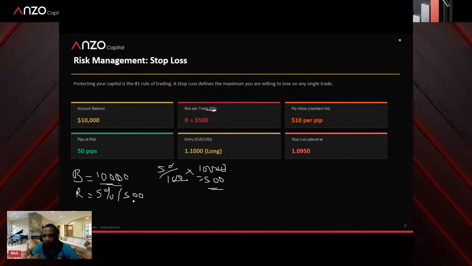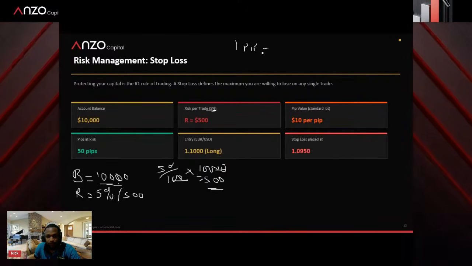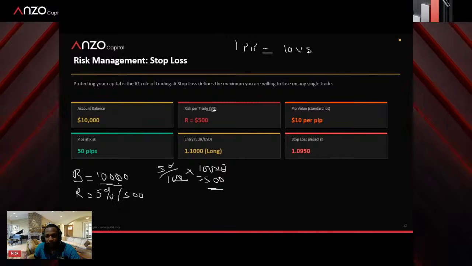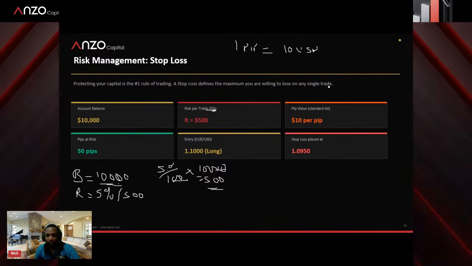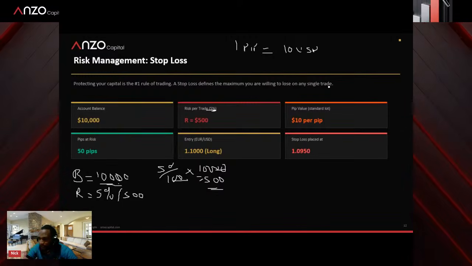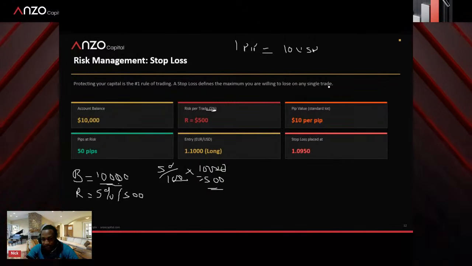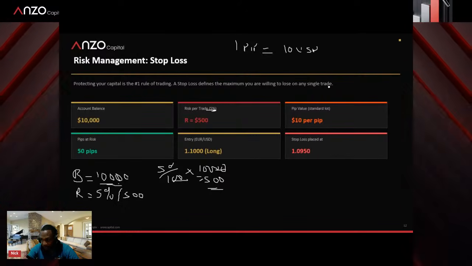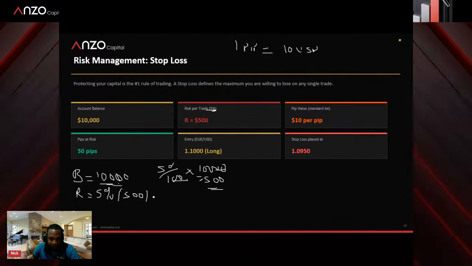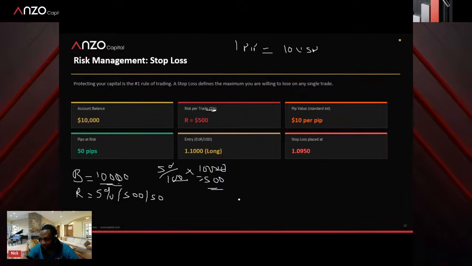What about in terms of pips? Remember, we are working in pips in Forex, and we said 1 pip is equal to what? 1 pip is equal to 10 USD. So if this person is risking $500, which is 5%, how many pips is that going to be? If 1 pip is equal to 10 USD, then what about 500 USD? Cross multiply. It's going to be 500 divided by 10. It's going to give you what? Where are my mathematicians? Let's get it. It's going to be 50 pips, right? Good.